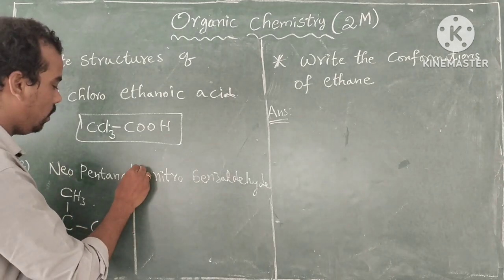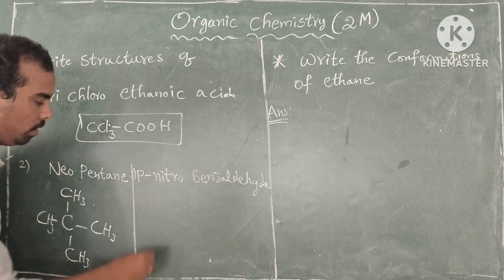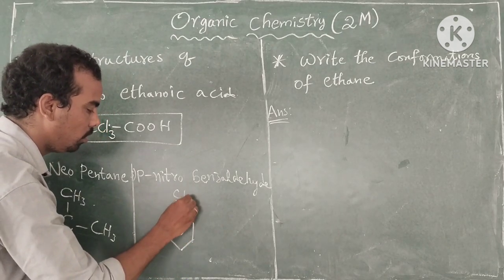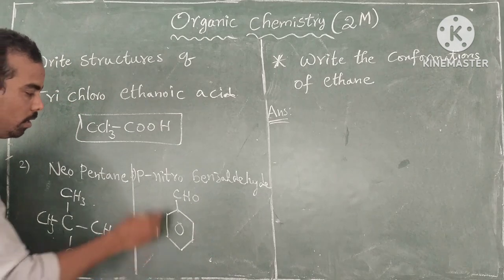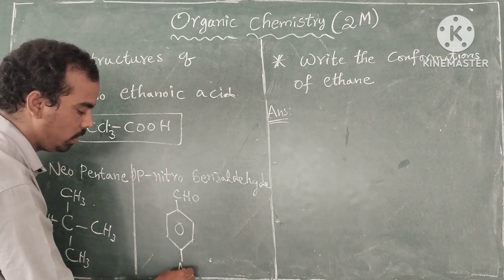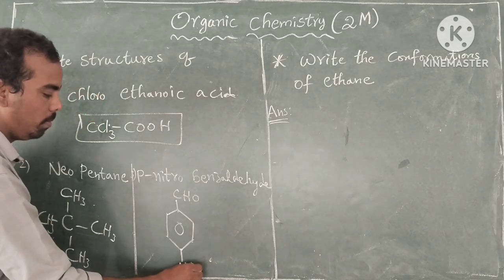So next, paranitrobenzaldehyde. Benzaldehyde formula: benzene contains CHO, that is benzaldehyde. Ortho, meta, para positions. Para position NO2, so it is para-nitrobenzaldehyde.